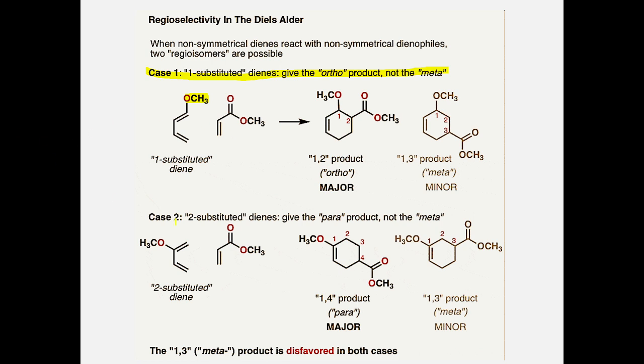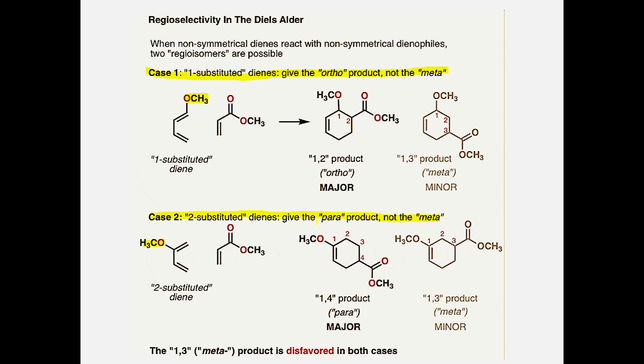Similarly, in case 2, when the diene is substituted at the 2 position, the para product, that is the 1,4 substitution in the cyclohexene, will be the major one, instead of the 1,3 product. So we can conclude that this 1,3 or meta product is disfavored in both the cases when we were talking about the non-symmetrical diene and non-symmetrical dienophile.